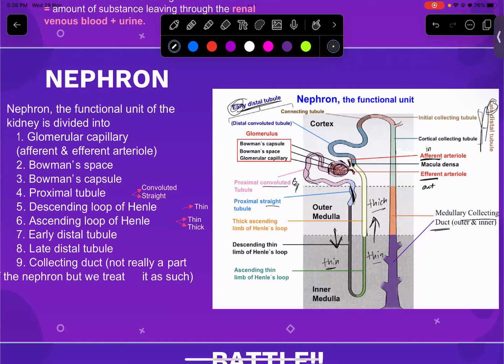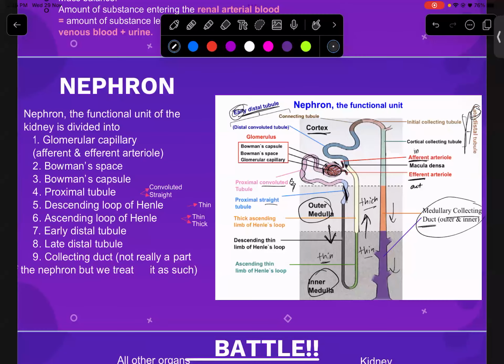And as you can see from the background, we have the cortex, the outer medulla, and the inner medulla that I told you guys about. And this is why we also call it the outer and inner medullary collecting duct, because of the outer and inner medulla, okay?